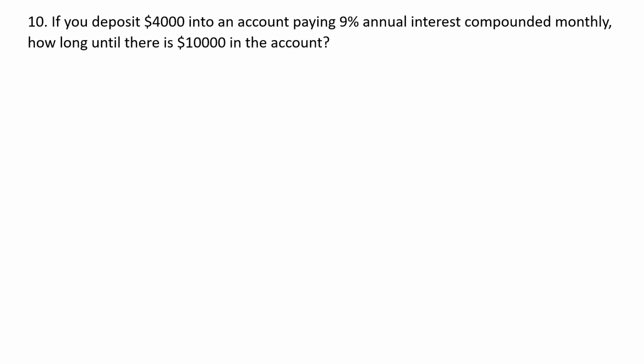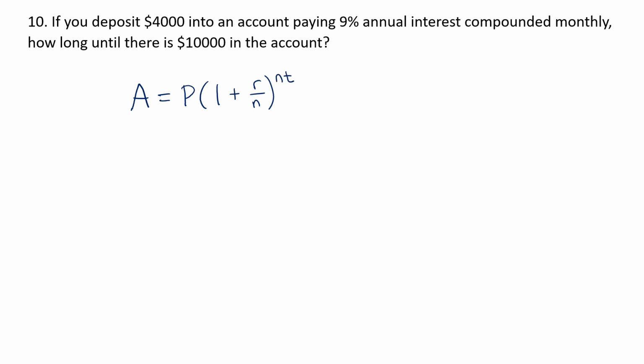Number 10, if you deposit $4,000 into an account paying 9% annual interest compounded monthly, how long until there is $10,000 in the account? First off, what equation are you using? Think about it. It's not Ab to the cx. It's not PERT because it's not compounded continuously, but it's our classic A equals P times 1 plus r over n raised to the nt.